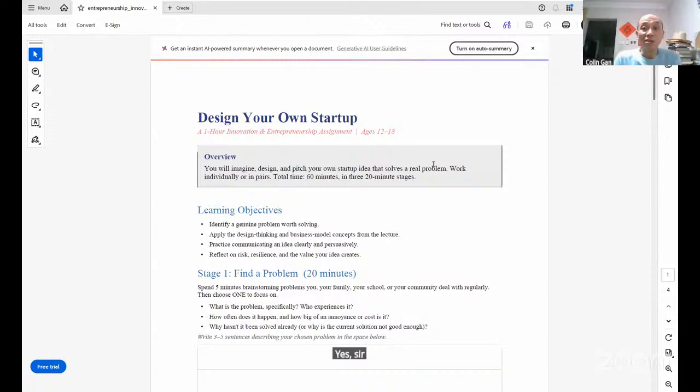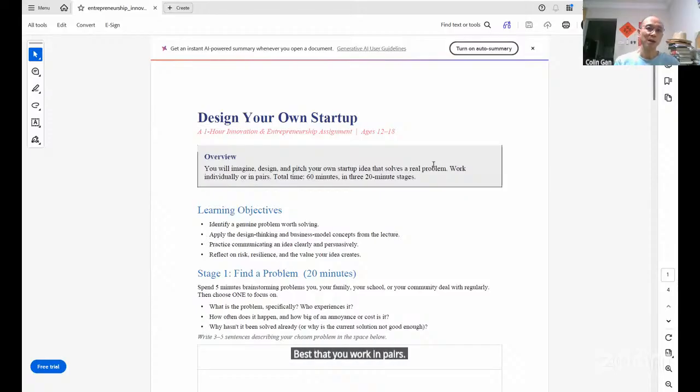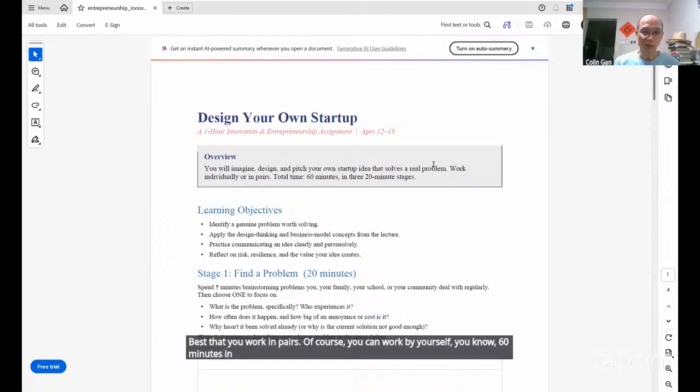So it's supposed to be a 1-hour assignment for ages 12 to 18. It's asking you to imagine, design, and pitch your own startup idea that solves a real problem. Best that you work in pairs. Of course, you can work by yourself, 60 minutes in 3 20-minute stages.